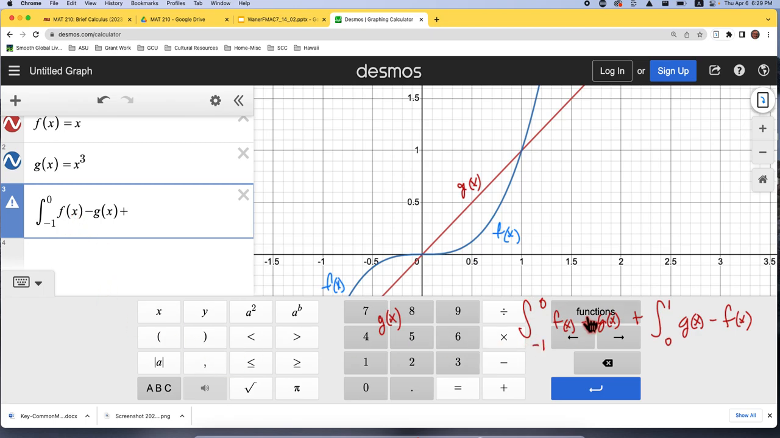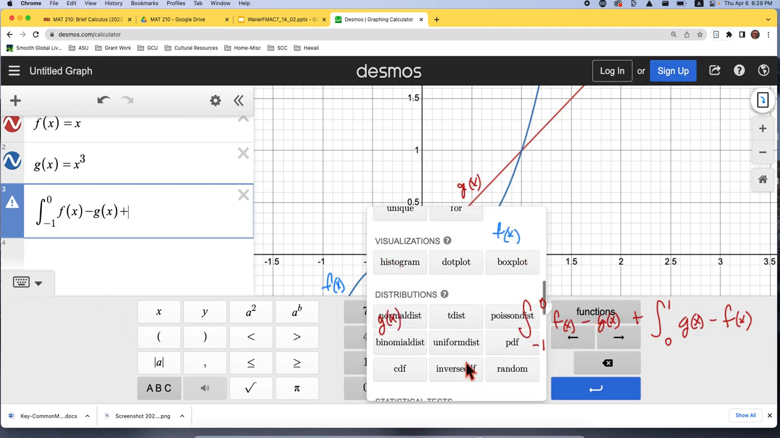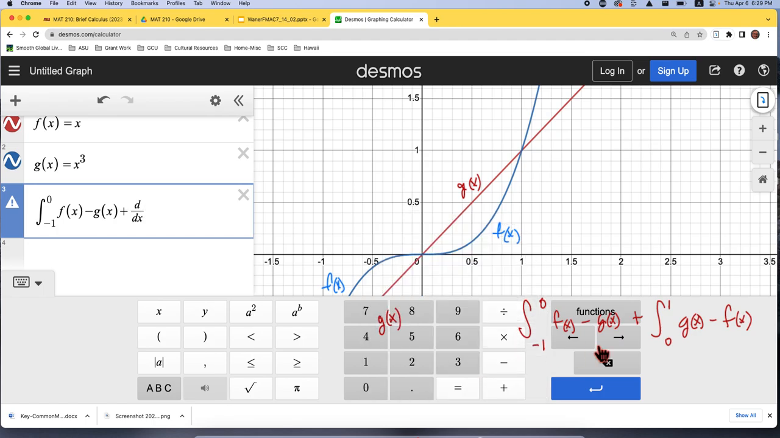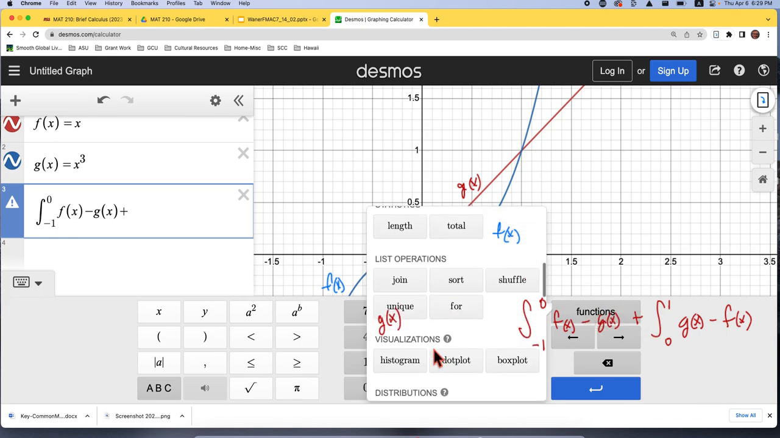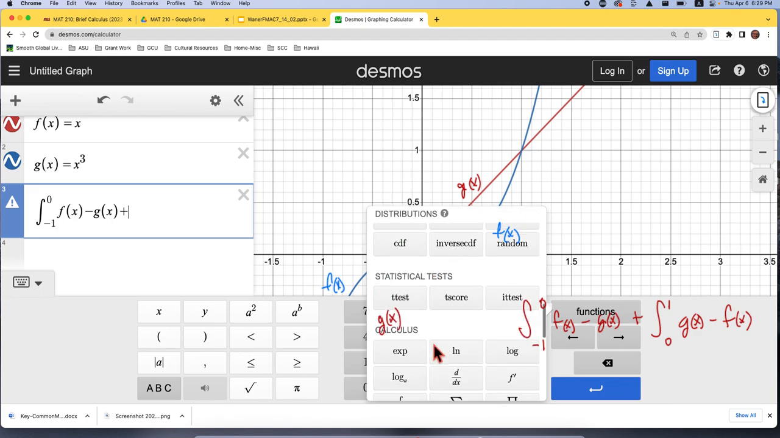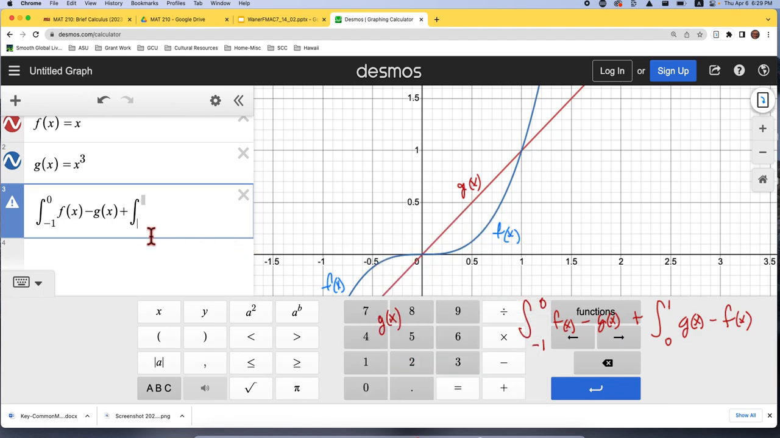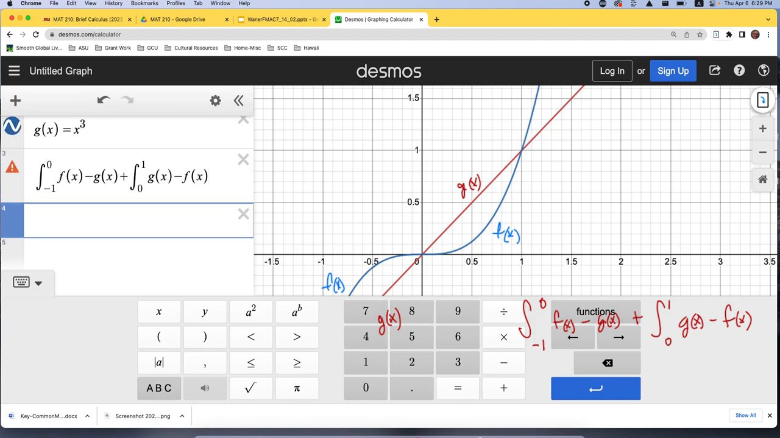And again, we come back here to the function. It's just kind of, oops, not that. That's a derivative. Okay. But yeah, Desmos does a lot of things. Fortunately, it doesn't have, the programming part's not as easy, but there's stuff you can do with it. And then this one, we just do g of x minus f of x.